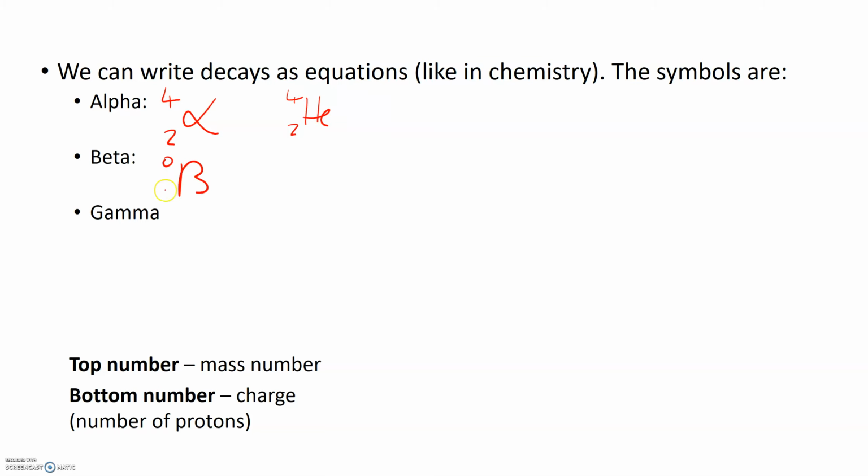Beta is the electron, so you can write it as the beta symbol like that, or the electron symbol like that. Gamma, you represent with the gamma symbol, and the great news here is that the top number, the mass number, or the nucleon number, is the same. It's the same as 0.